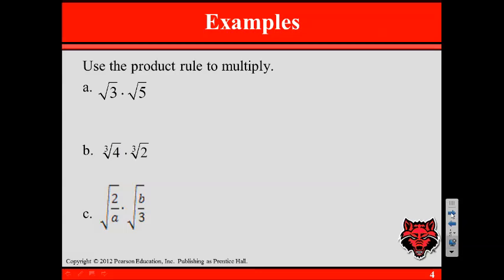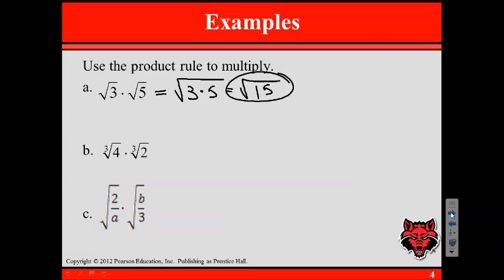Let's try to use the product rule to multiply these next few examples. We start with the square root of 3 times the square root of 5. It's important that they are both square roots, otherwise this product rule wouldn't work. But because they are both square roots, we write the square root one time, we have the square root of 3 times 5, which becomes the square root of 15.